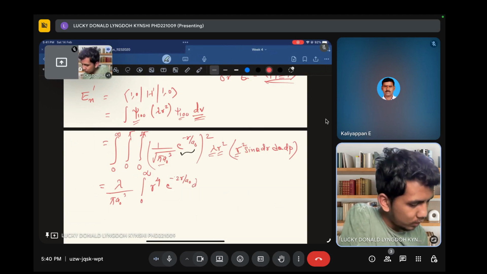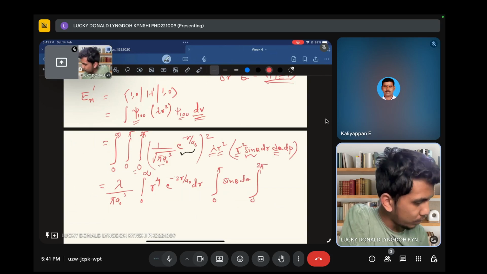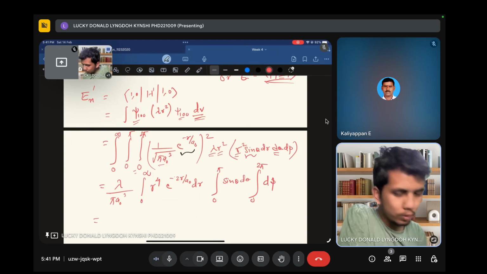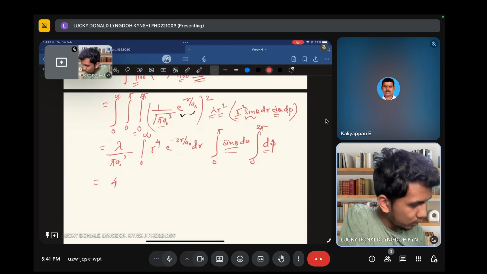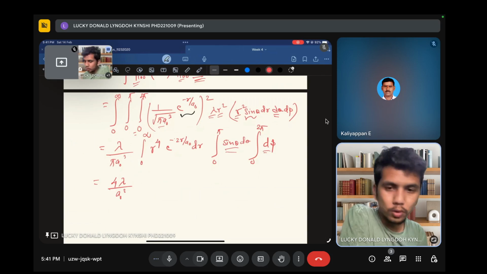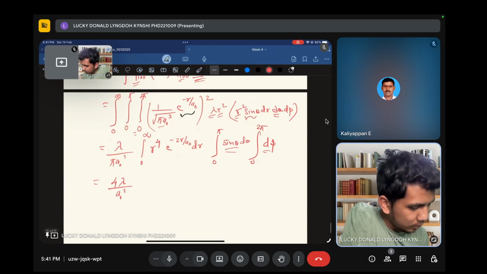Now into dr, the same thing. 0 to pi, and for the theta term you have sine theta d theta. And what about the phi part? 0 to 2 pi, right? And you have only simply d phi. So if you substitute all this, sine theta d theta, you will get something like this, which will be equal to 4 lambda divided by a naught cubed. That means you just solve this integration of sine theta using different integrals.